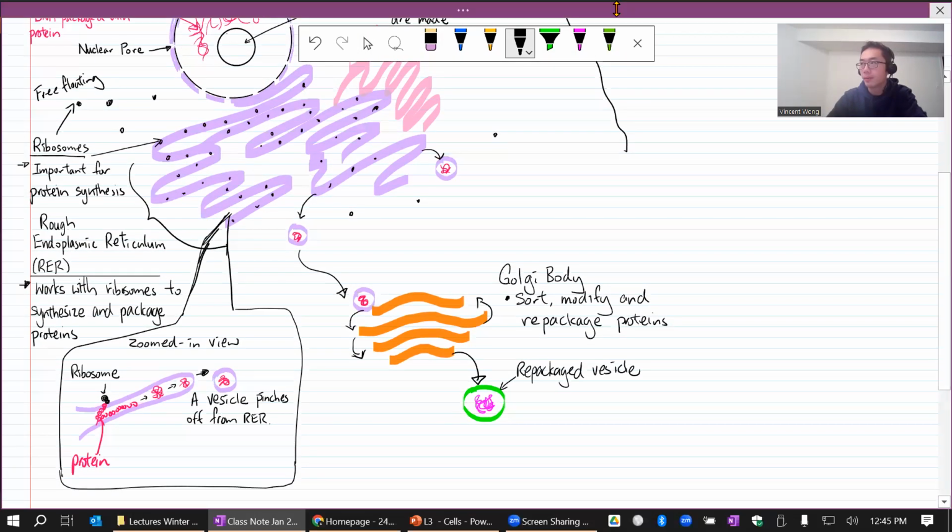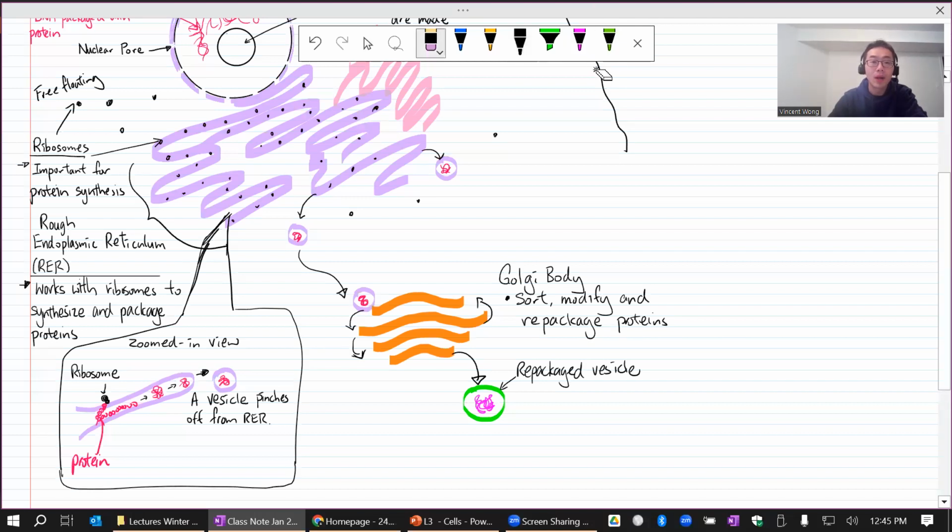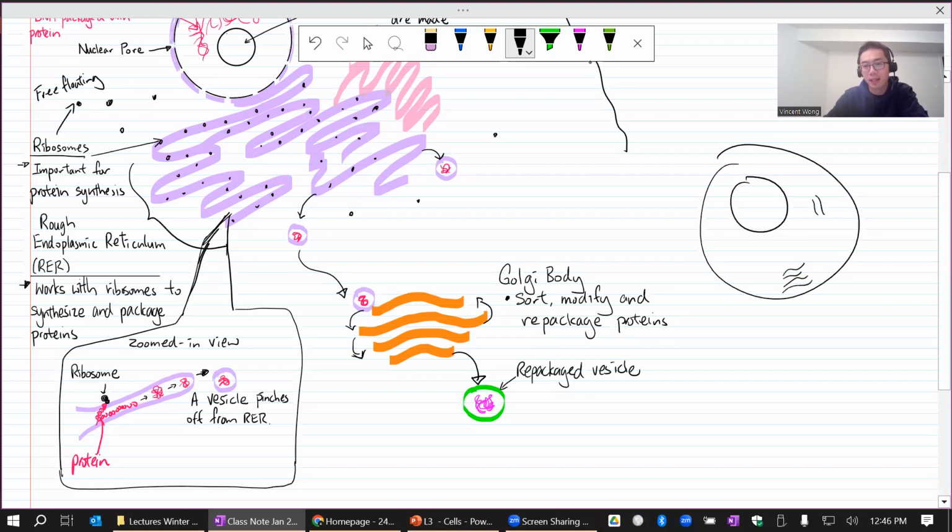Is everybody okay? Where is the location of the Golgi body? It's somewhere in the cell. Okay. If this is the cell, this is the nucleus. The Golgi body might be somewhere here. It doesn't really matter, right? It's all over the place, right?